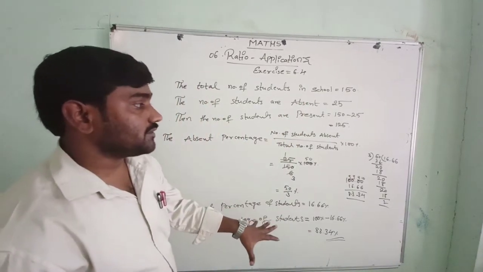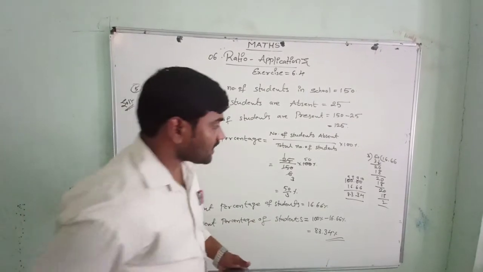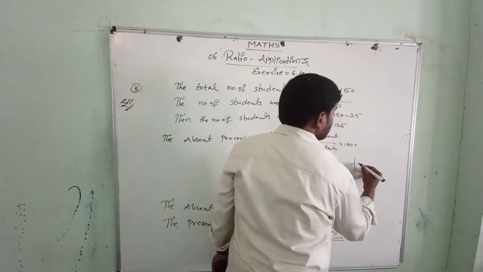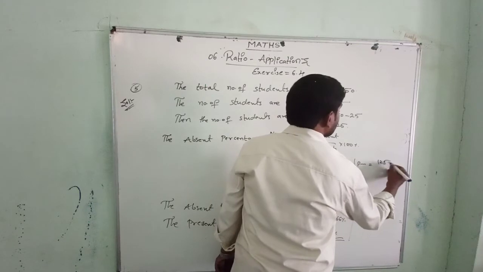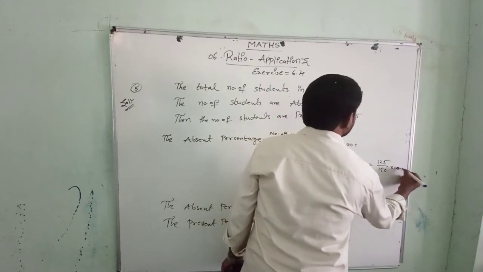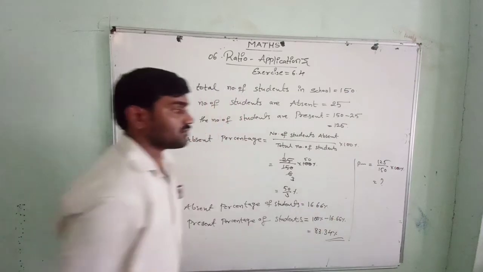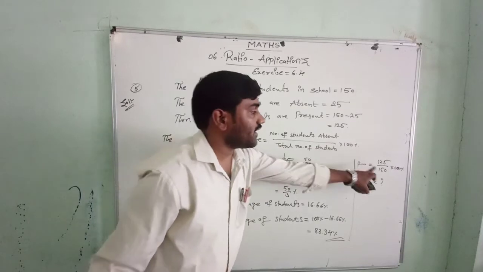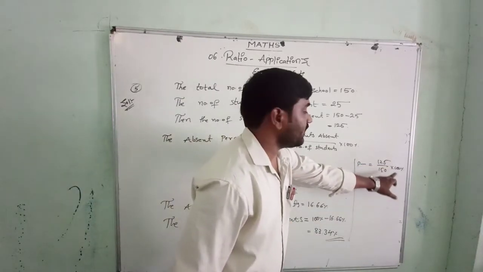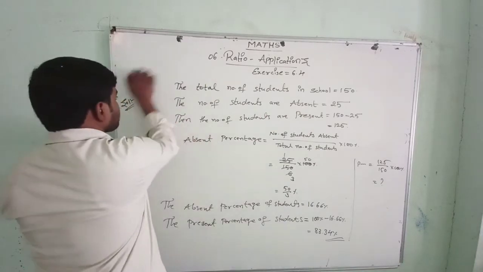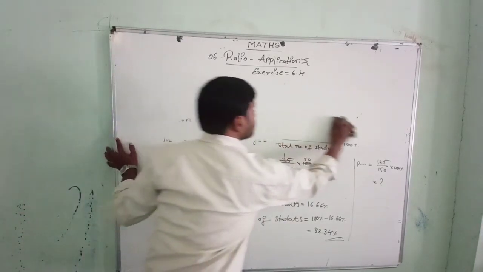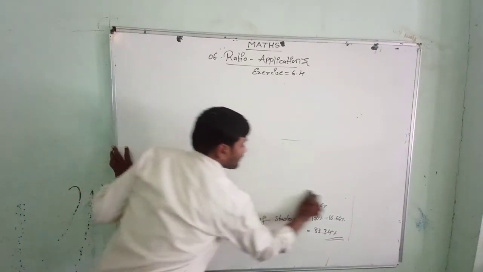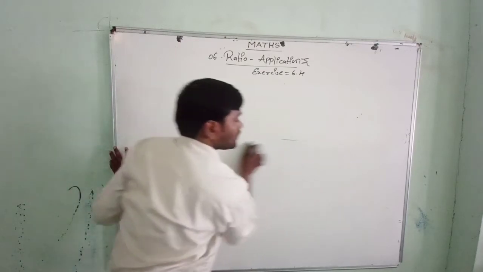You can also do it in another way. ఇంకో వేలో ఎలా చేయొచ్చు? See that the present percentage equals 125 by 150 into 100%. You solve it, you get the same answer. Present percentage equals number of students present by total number of students into 100%. Number of students present is 125, total number of students is 150, into 100%. In this way also you get the same answer. So this is a better way to follow. 100% నుంచి absent లో తీసేస్తే present వస్తుంది.